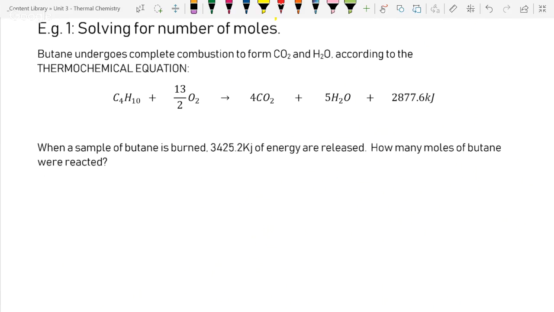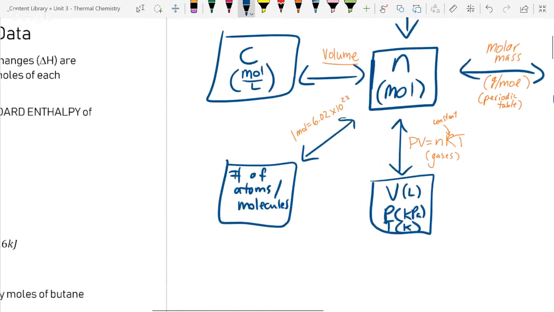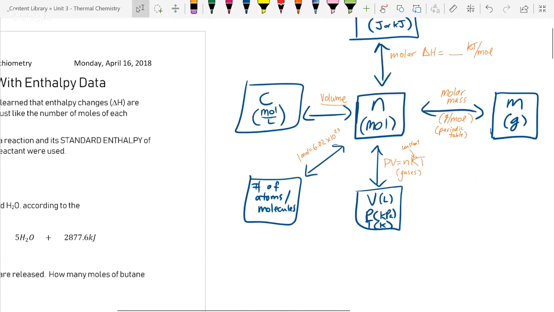Okay. Here's my question. When a sample of butane is burned, 3,425.2 kilojoules of energy are released. How many moles of butane were reacted? And then I'm going to add a B part to that. How many grams? So take a minute, give this a crack. Try it. We're going to use dimensional analysis. We're going to use the information we have. You can refer back to our little map here to give you a sense of how we're going to answer this.